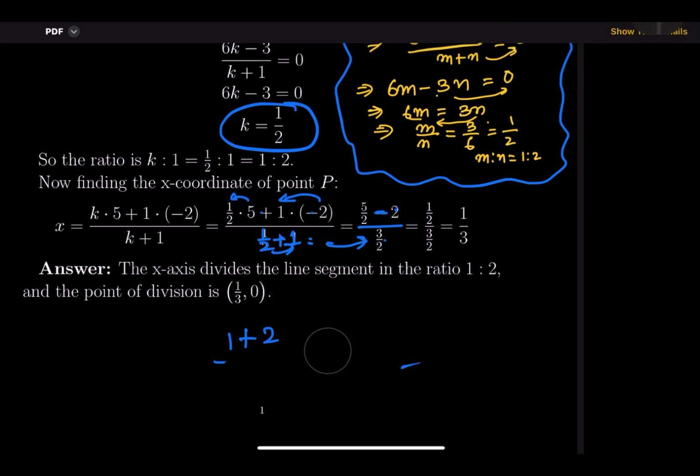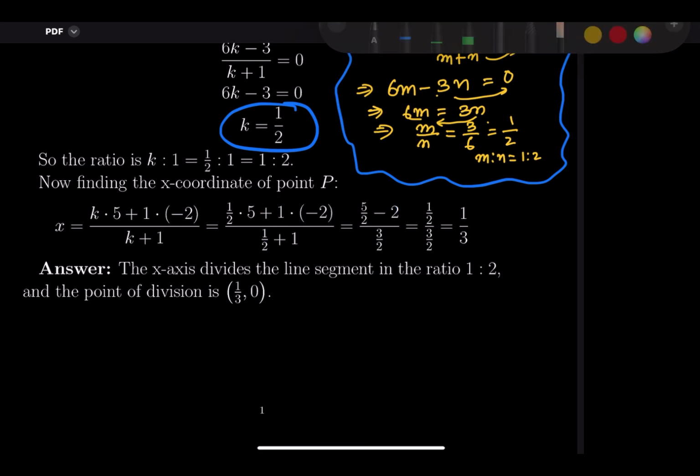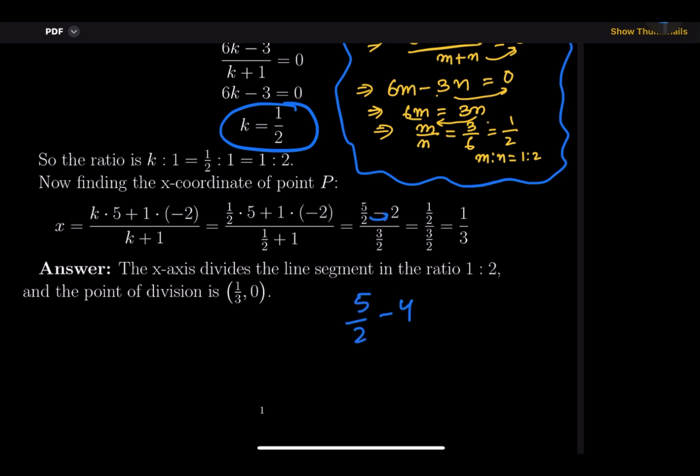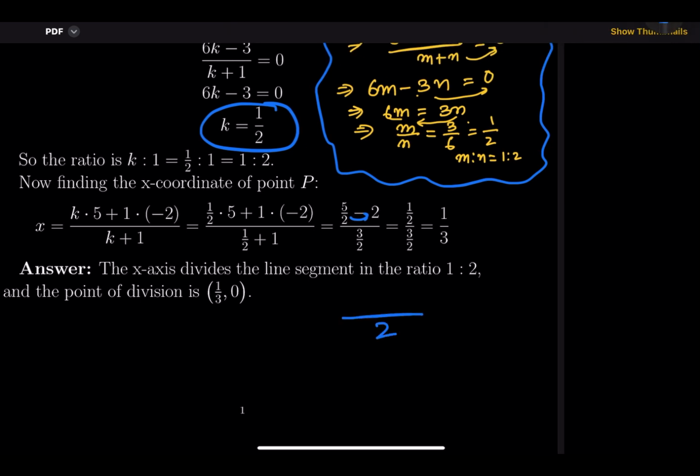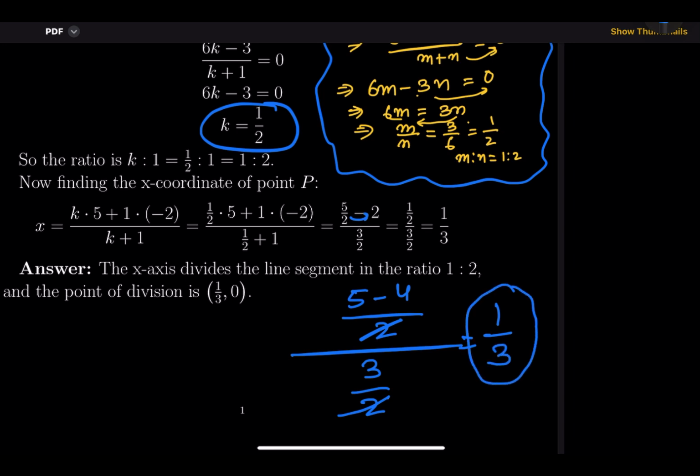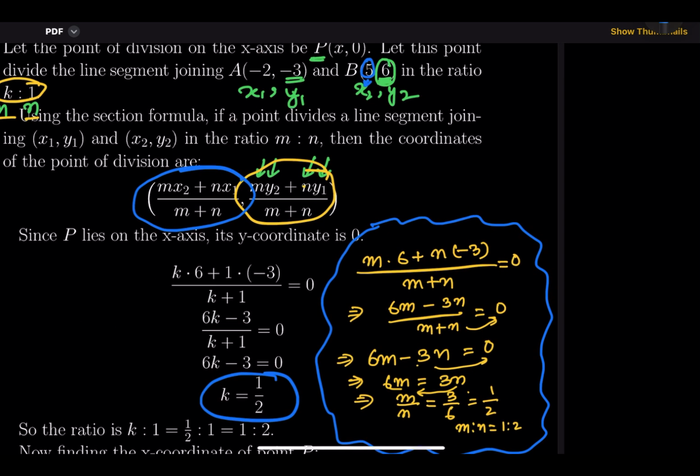Now if I calculate this further, 5 by 2 minus 2, which is 4 by 2. Taking LCM 2, 5 minus 4 divided by 2, divided by 3 by 2. The 2 will cancel. 5 minus 4 is 1, and downside it is 3. So I got the answer 1 by 3. This is the value of x. What will be the value of y? The value of y will be 0.